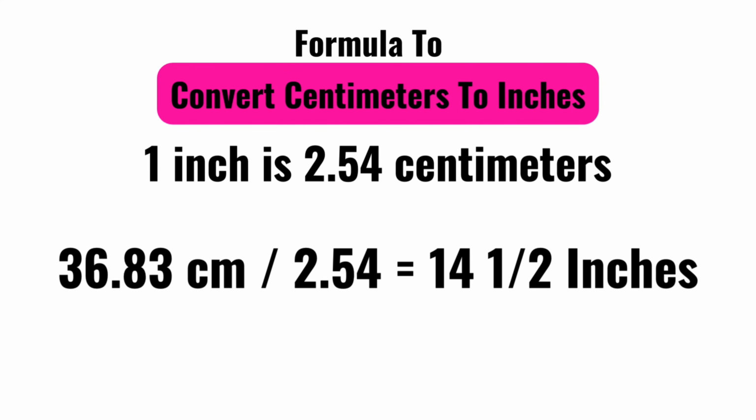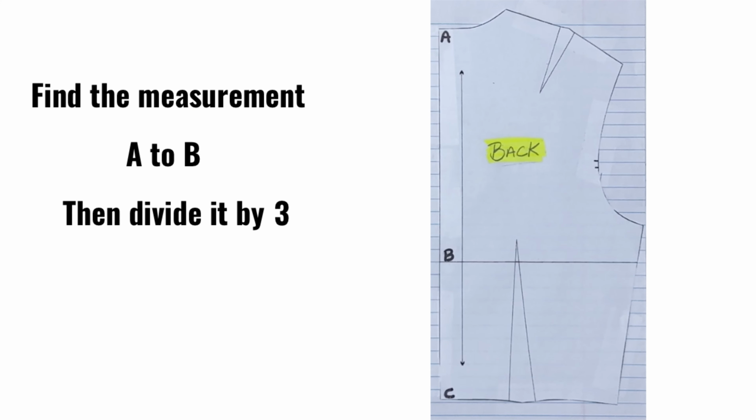If your measurements are in centimeters and you want them in inches, you can use the same formula. But this time, divide your centimeters by 2.54 and you will get your inches. Some pattern making books will ask you to find a measurement from A to B, then divide it by 3.